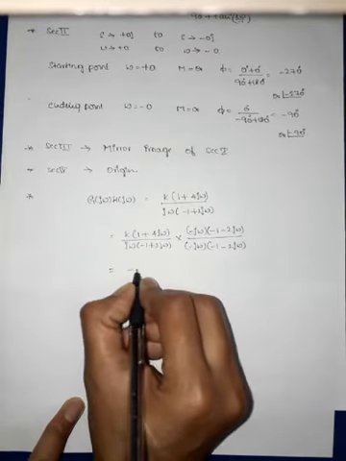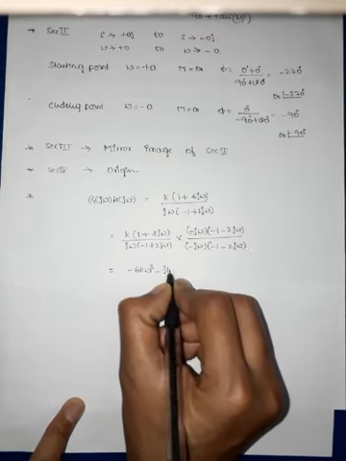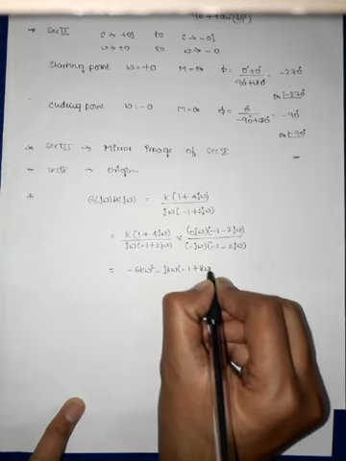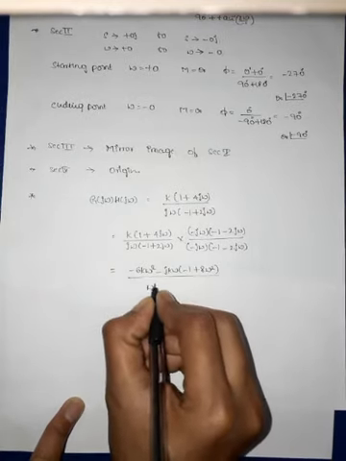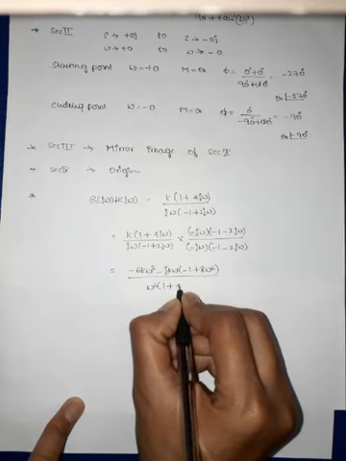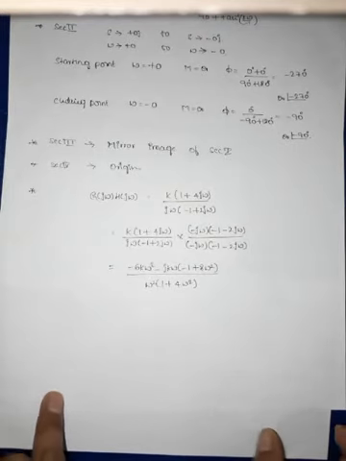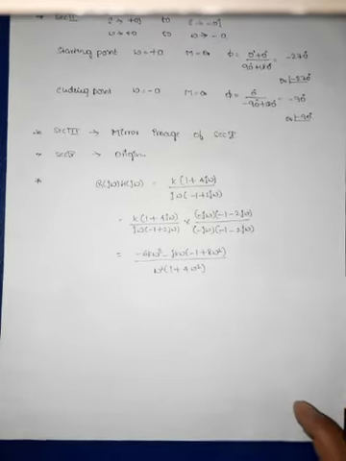Once you solve this one, we are going to have minus 6k omega square minus jk omega into minus 1 plus 8 omega square divided by omega square into 1 plus 4 omega square. In order to find the intersection point, first we need to find the phase crossover frequency.